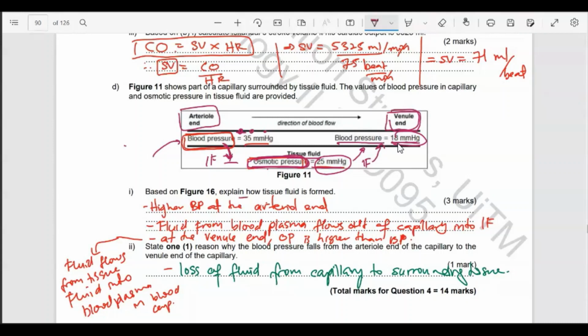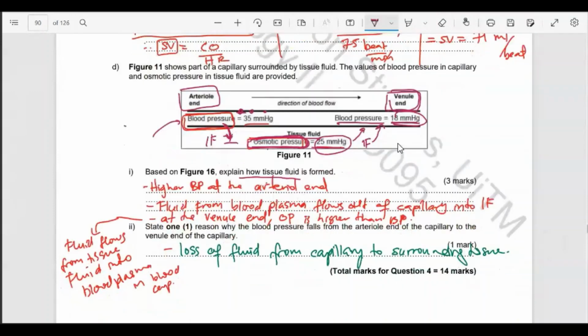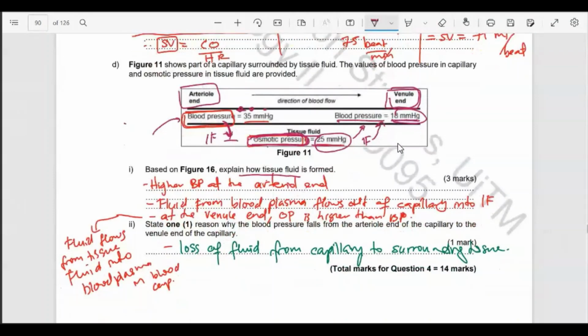So to explain how tissue fluid is formed, you have to compare the two pressures, the blood pressure and also the osmotic pressure, at the atrial end and also at the venule end of the blood capillaries.